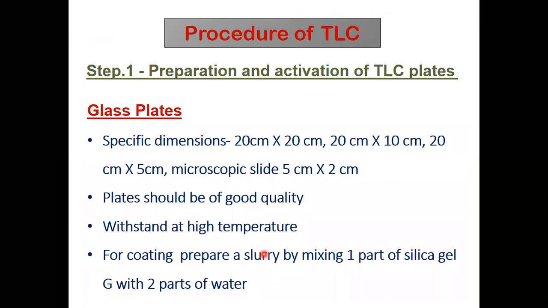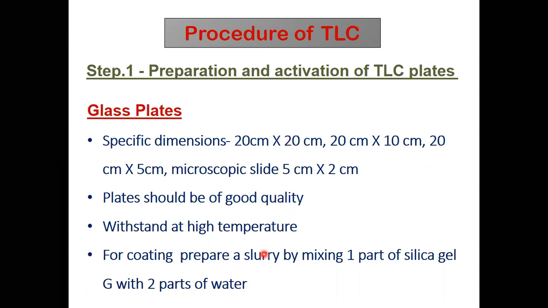Now we come to the procedure of thin layer chromatography. The first step is the preparation and activation of TLC plates. As support material, generally glass plates and aluminum sheets are used. Glass plates with different dimensions are available: 20 by 20 centimeter, 20 by 10 centimeter. These plates are generally used for preparative chromatography. Also 20 by 5 centimeter, and at the laboratory level, microscopic slides of 5 centimeter by 2 centimeters are generally used.